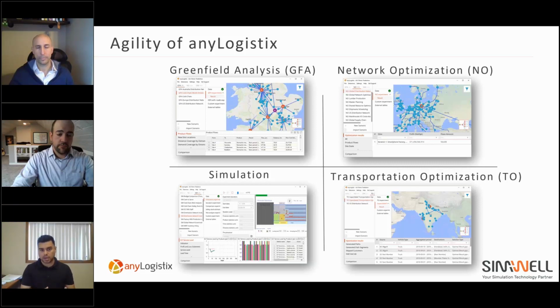The four components that we typically focus on that make anyLogistix great are, first, greenfield analysis, which is looking for locations, right? The number of sites and where. This can be DCs for stocking locations, supplier locations, potential storage, right? Overflow locations, et cetera. And then we have network optimization. Network optimization is essentially the most cost-effective or most profitable way to move supply from the suppliers all the way through the supply chain up to the customers.